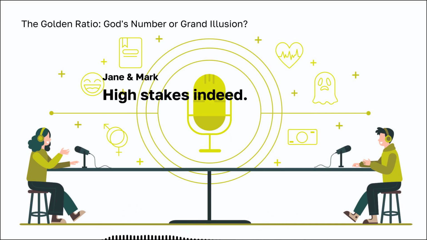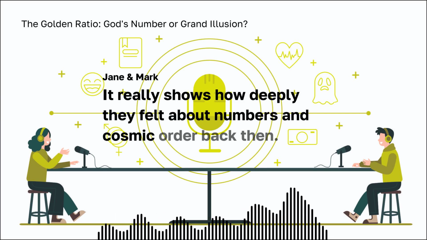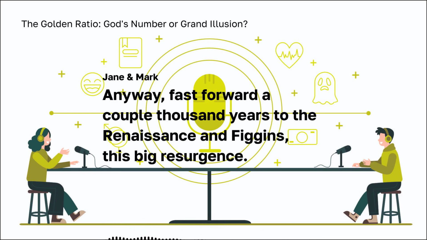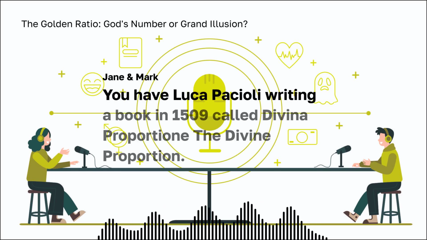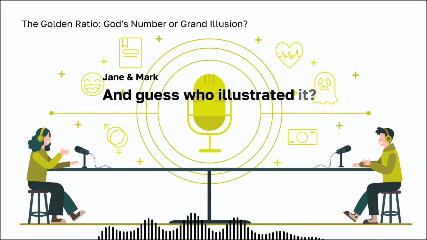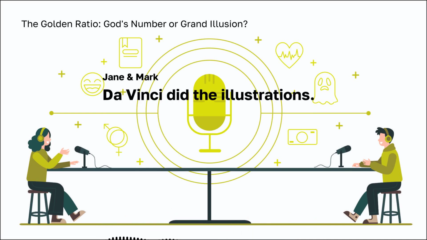High stakes indeed. It really shows how deeply they felt about numbers and cosmic order back then. Anyway, fast forward a couple thousand years to the Renaissance, and there's this big resurgence. You have Luca Pacioli writing a book in 1509 called Divina Proportione, the divine proportion, and guess who illustrated it? Let me guess, Leonardo da Vinci. You got it! Da Vinci did the illustrations.